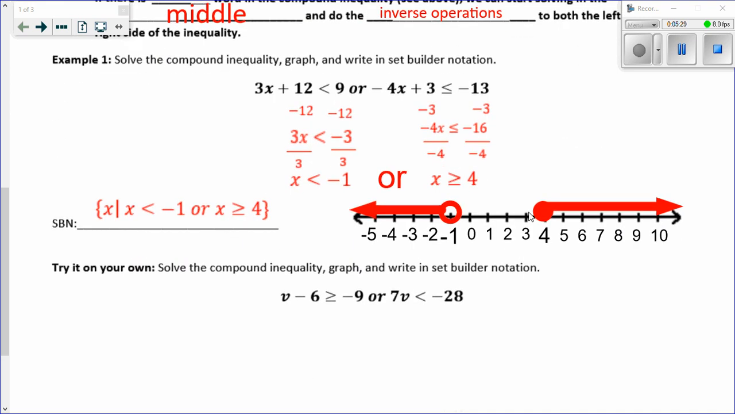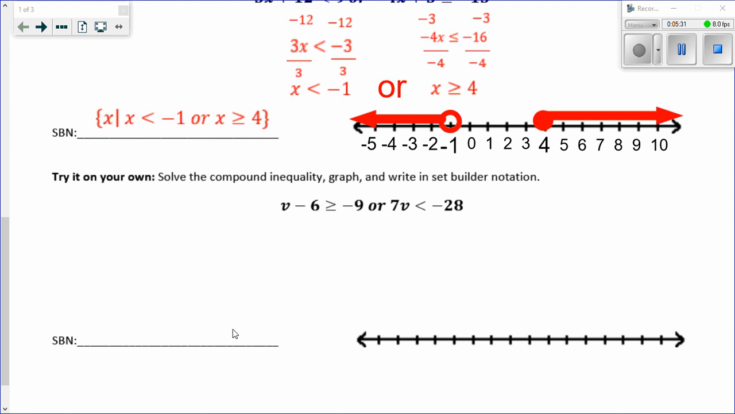So you guys are going to try this one on your own, to use set builder notation and graph it. Okay? And we will go over this next class.